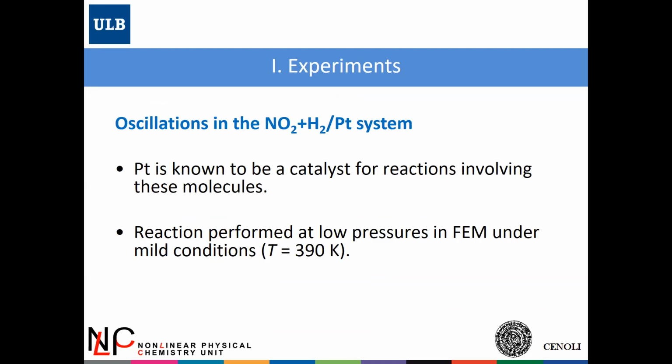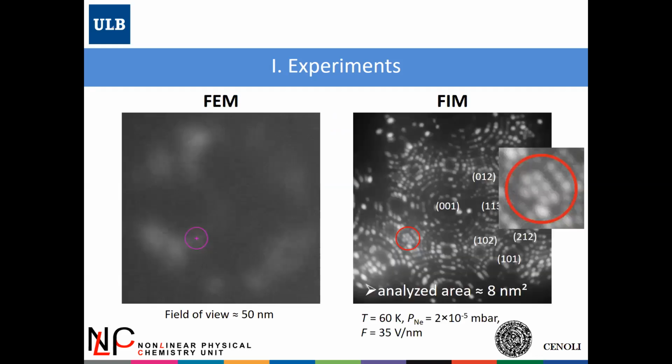In this case, we chose platinum because platinum is known to be a catalyst for reactions involving NO2 and H2, which means that if we put all these things into contact, we can expect to see something. Moreover, since it is a catalyst, we can expect to see something under relatively mild conditions. This means that we can use low pressures for the reactants and relatively acceptable temperatures, like 400 Kelvin, for example, and we can expect to see chemical reactions going on.